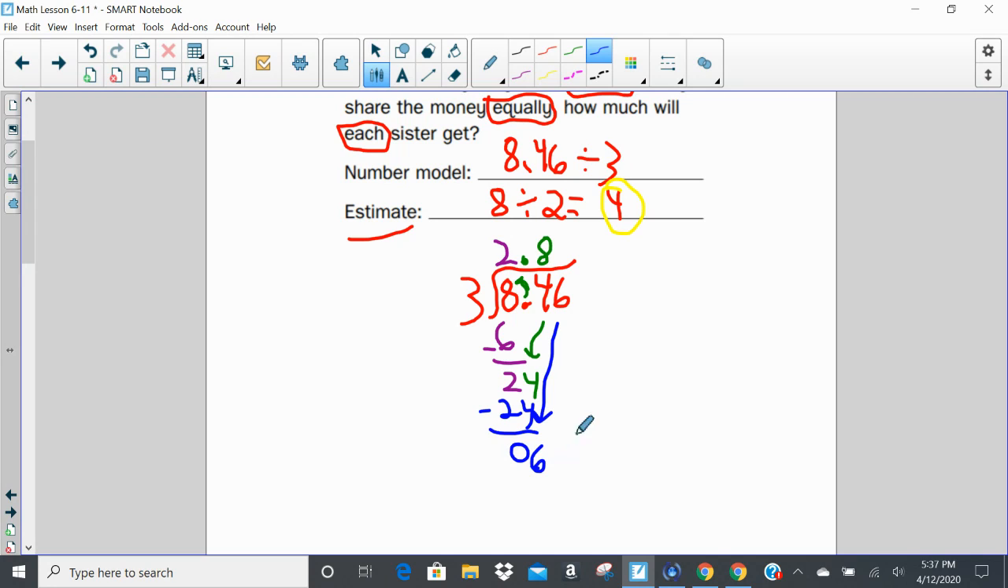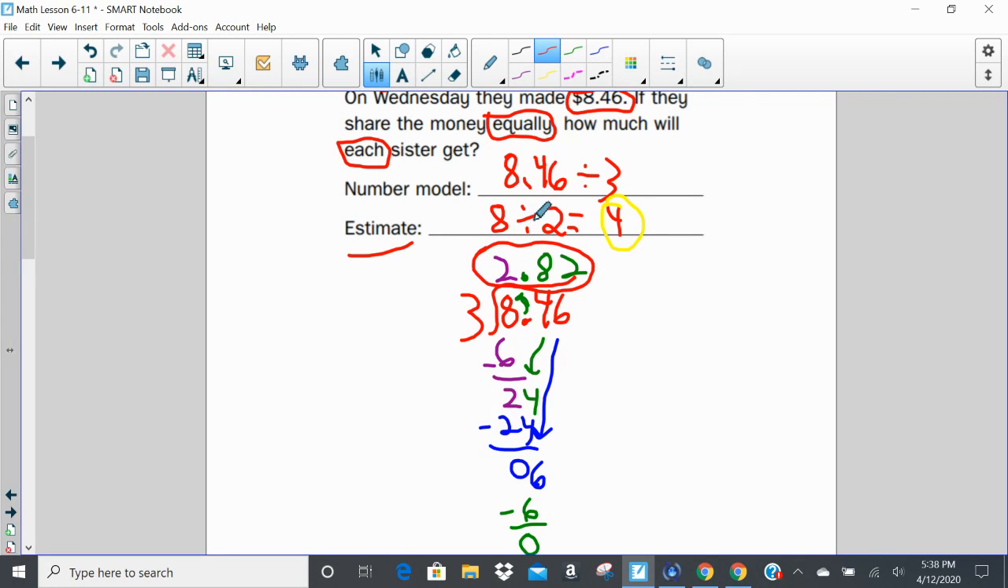So let's go ahead and divide again. How many 3's go into 6? 3 goes into 6 2 times. And 2 times 3 equals 6. And we subtract and we get 0 as our remainder. Now I will tell you, we do not have remainders when we divide decimals. So our answer today is 2 and 82 hundredths, or specifically how much money.